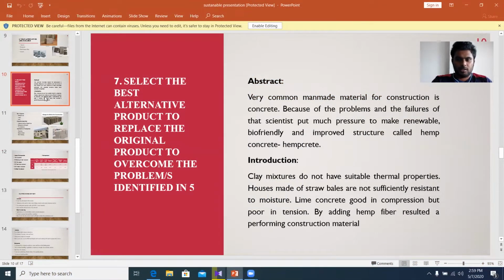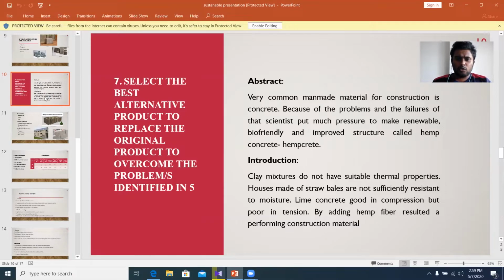Select the best alternative product to replace the original product to overcome the problems identified. Abstract. A very common man-made material for construction is concrete. Because of the problems and the failures of that, scientists put much pressure to make a renewable, biofriendly and improved structure called hempcrete.